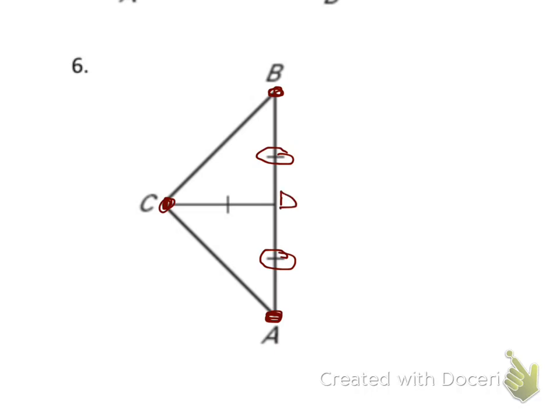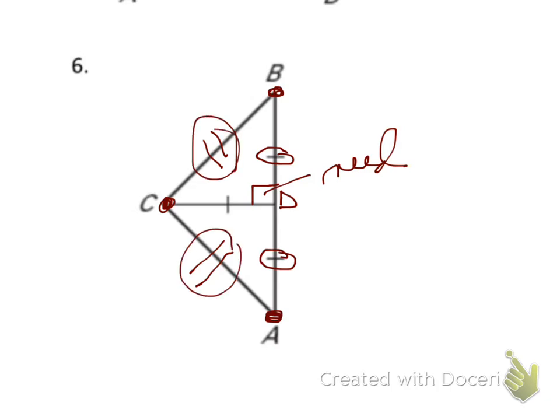CD definitely bisects BA, but I see no right angle, and I see no isosceles triangle being formed. So for me to conclude that I have point C on the perpendicular bisector, I would either need a right angle, so I would need this, or I would need to know that I had an isosceles triangle. So I need these.